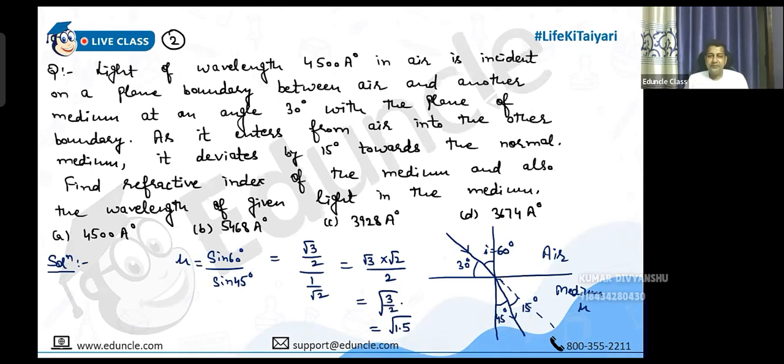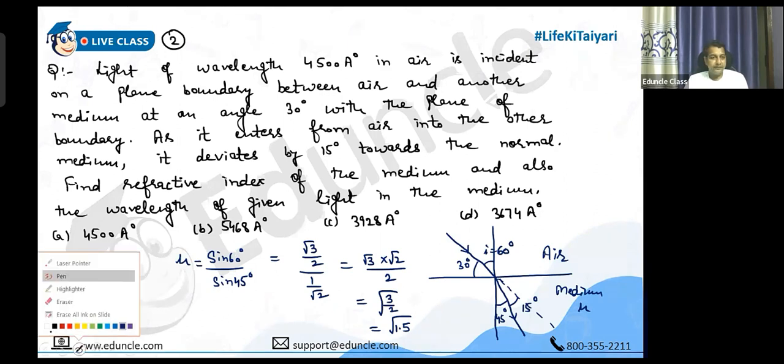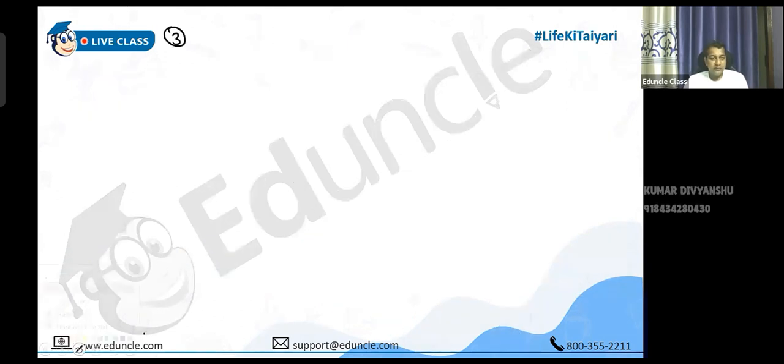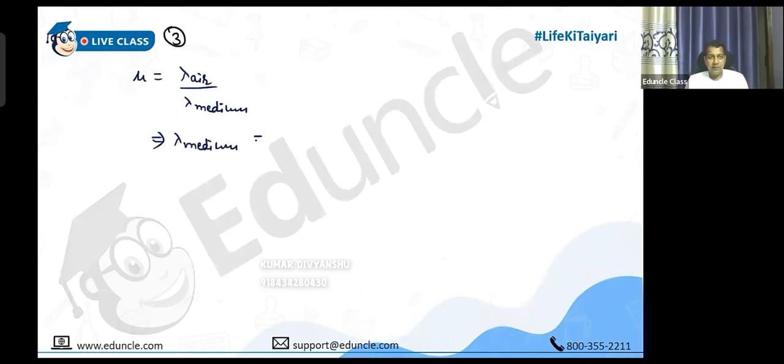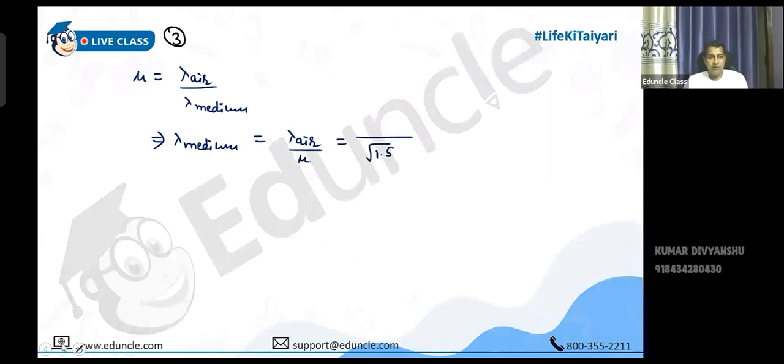Yes, Kapil, very good. And now we have to get the wavelength of the light. Refractive index can also be put in terms of wavelength of light. How can we do that? Mu can also be written as lambda air by lambda medium. And we have to get lambda medium. That's what they are asking. So it will be lambda air by mu. And what is mu? 1.5 square root.